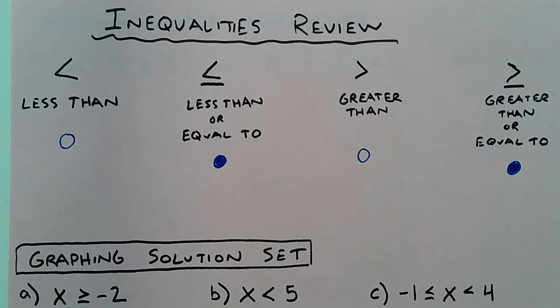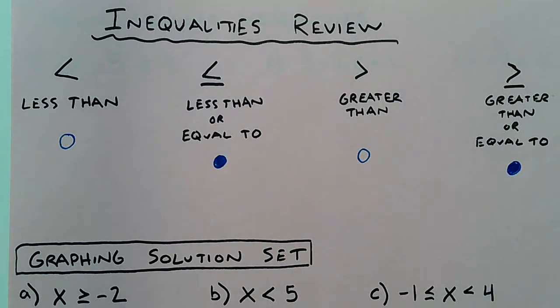So, inequality review. Remember, we have four symbols. The reason we have four symbols instead of an equal sign for an inequality is that we're talking about a solution set. We're not talking about just one value that makes a statement true, but representing an infinite amount of solutions that make a statement true. So again, a solution set versus a solution. Our solutions fall within the solution set.